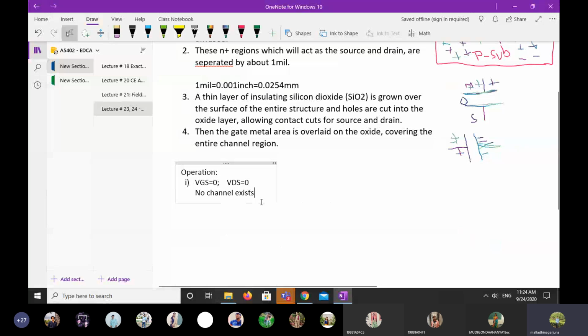So no channel exists. If no channel exists, then what happens? The ID current becomes 0. Because there is no channel, there is no path, so electrons cannot travel from the source to drain. The current will be 0. Is it clear?